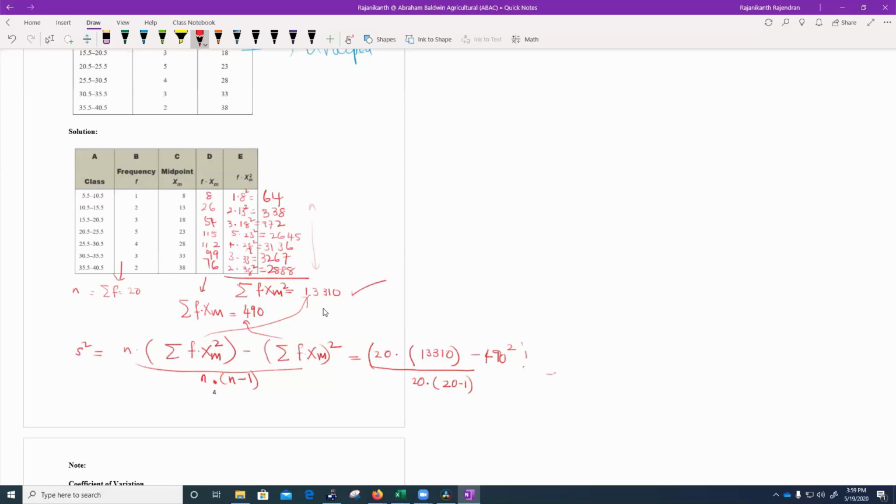So I got my numerator answer as 26,100. Then the denominator, of course, 380. Then this should give you a one decimal place answer as 68.7. Okay, so this is my sample variance for this grouped frequency distribution table.